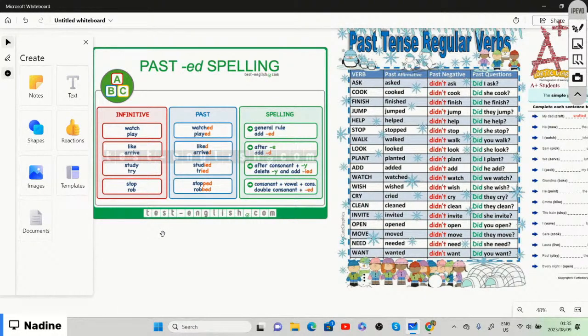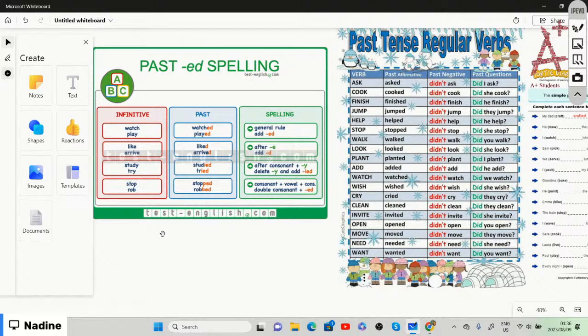Then like and arrive. If we write those words in the regular past tense, then we are basically just going to add a D. Because earlier on I mentioned if the word already ends in an E, then all we're going to do is add a D, because we cannot add ED to that word, because it already ends with an E. The rule is after the E, you just add a D.